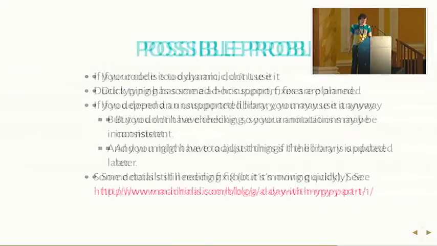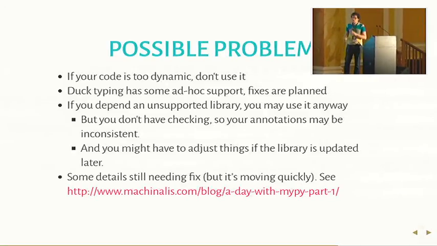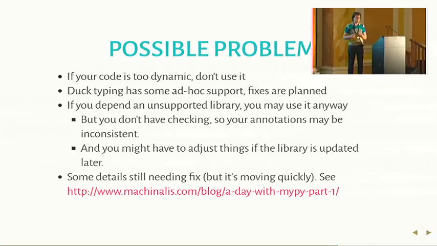To give you the other side of the coin, there are some possible problems that you can find or struggle with when you start to do this. If your code is too dynamic, don't use it. Sometimes describing the types for a very polymorphic, dynamic, flexible API is quite hard, and you end up saying, well, this argument is an any, and that's okay. That may be better than giving a huge type annotation that is very complicated and hard to understand. The idea is making things more understandable, not more complicated.